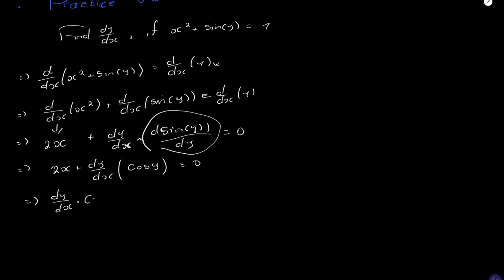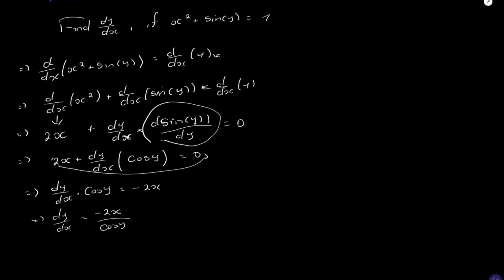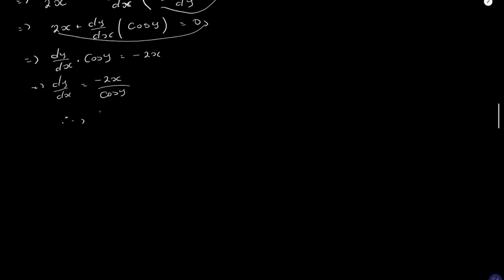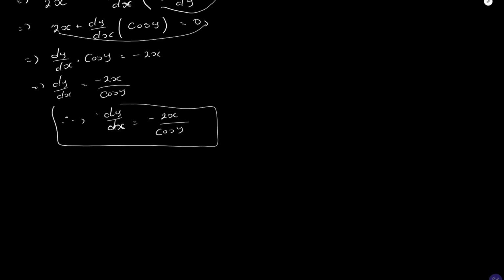We have dy/dx times cos y equal to negative 2x, which implies that dy/dx is equal to negative 2x divided by cos y. So in conclusion, the derivative of y with respect to x is the function negative 2x over cos y.